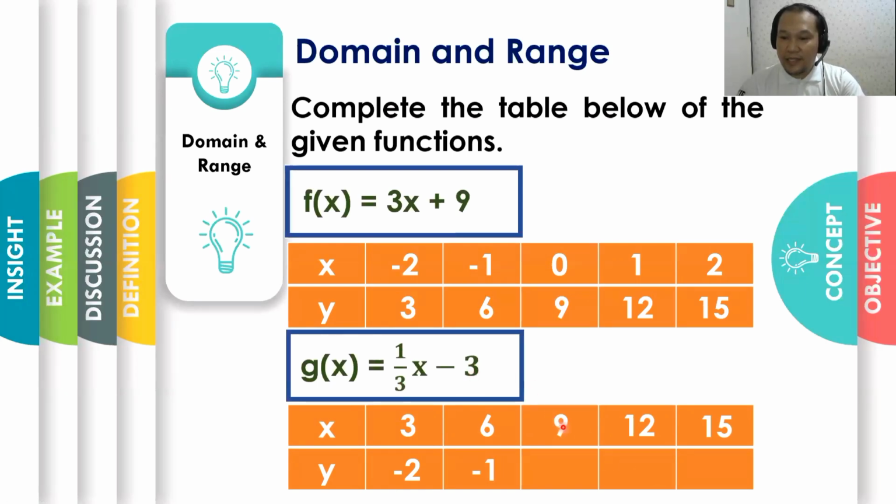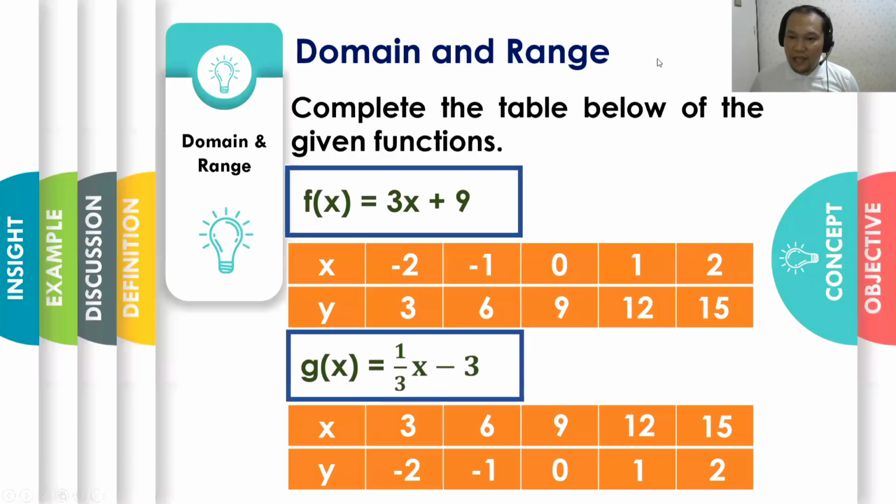If our x is 9, 1/3 times 9 is equal to 3, minus 3, the answer is 0. If our x is 12, then 1/3 times 12 is 4, minus 3, the answer is positive 1. And if our x is 15, then 1/3 times 15 is 5, minus 3, the answer is positive 2.